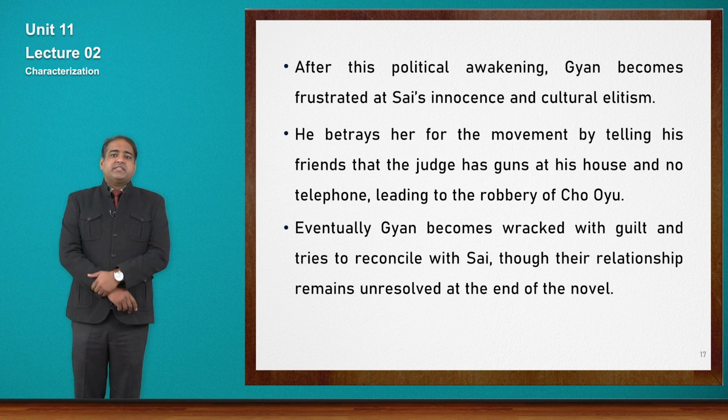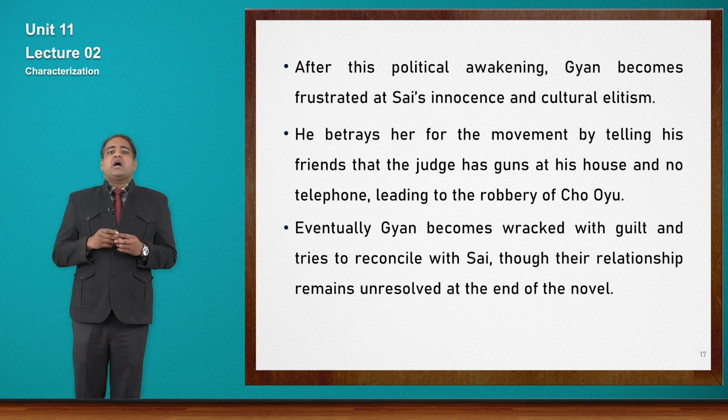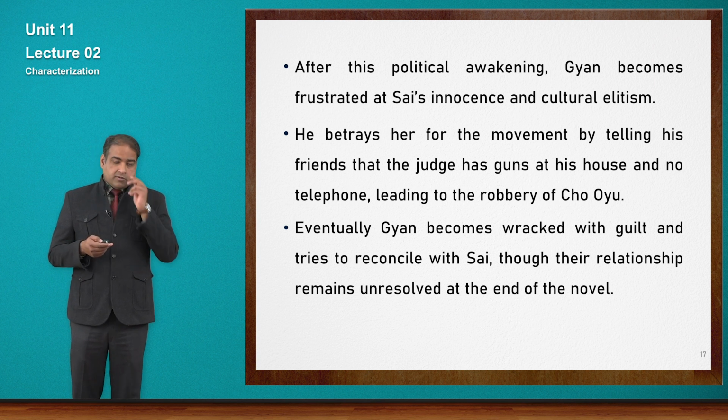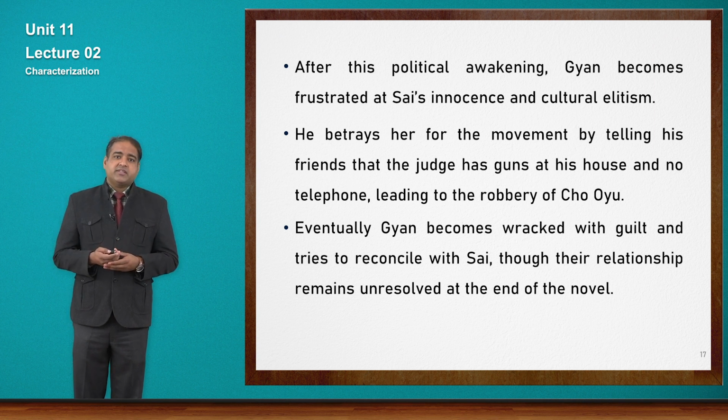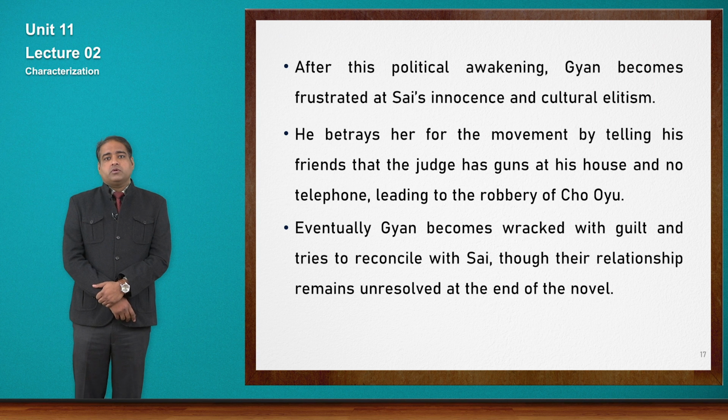He betrays her for the moment by telling his friends that the judge has guns at his house and no telephone, leading to the robbery. Now this person, Gyan, he betrays the judge's house because he was teaching this girl, Sai, there. So he gives this information to the boys from this movement that they can get the guns from the house of this judge, earning money.